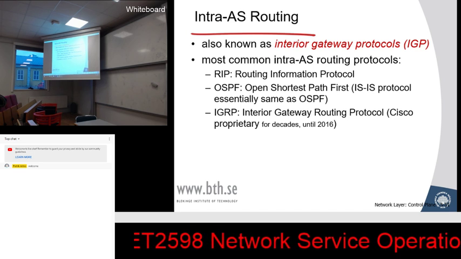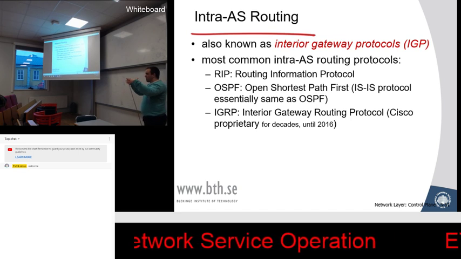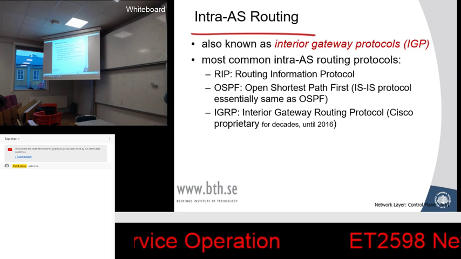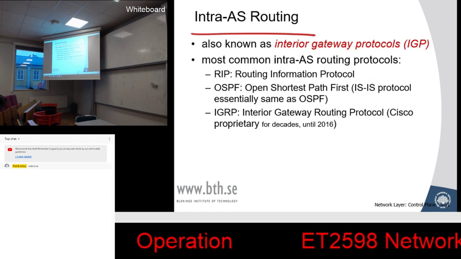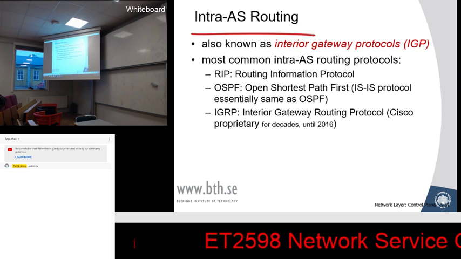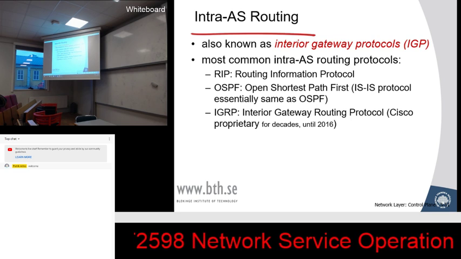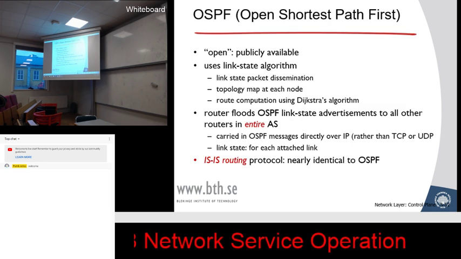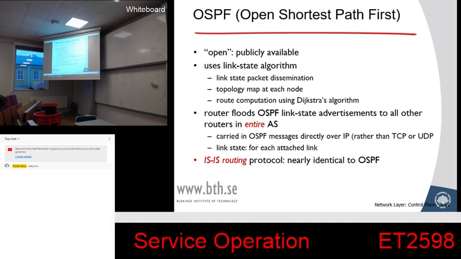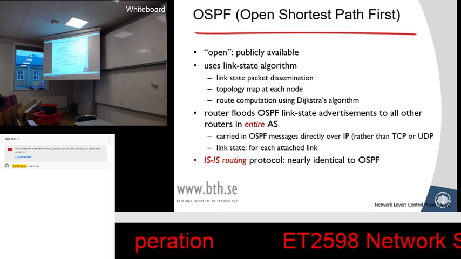The intra-AS protocols are known as interior gateway protocols. Examples of the internal routing protocols are RIP, OSPF, and IGRP. I would strongly recommend that you understand RIP and OSPF, because you might be using them in one of the packet tracers. You should learn how it works. OSPF, open shortest path first, is basically a link state algorithm with all of the benefits and drawbacks of link states.